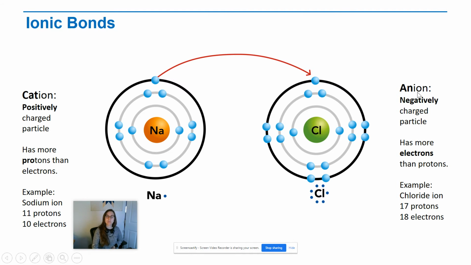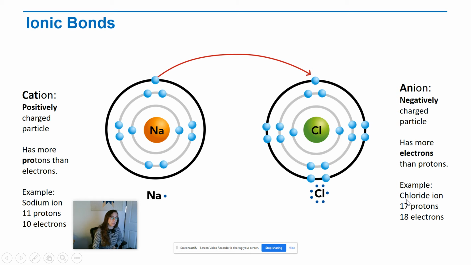So an usually means negative, like anaerobic, and think of other things with the prefix an. I'm trying to think of something right now. I can't think of anything, but an means negative, right? So it's a negatively charged particle because it now has more electrons than protons.